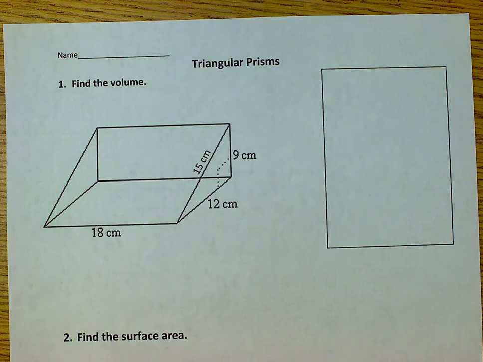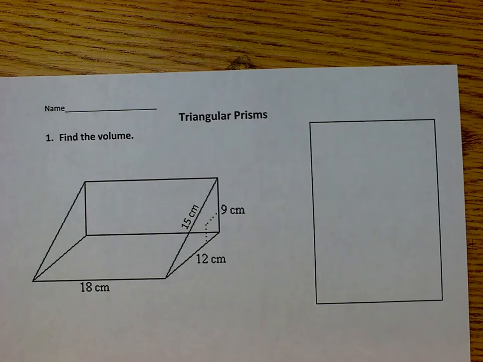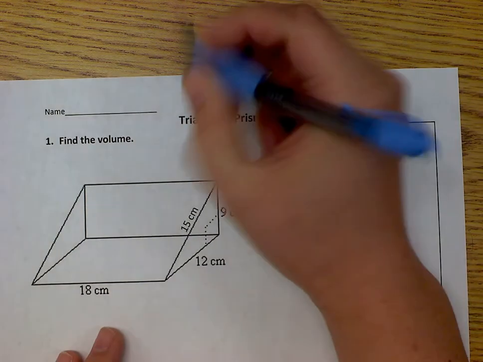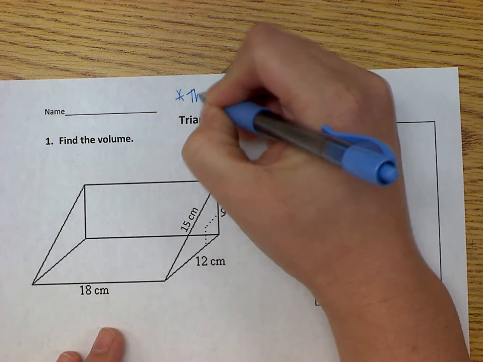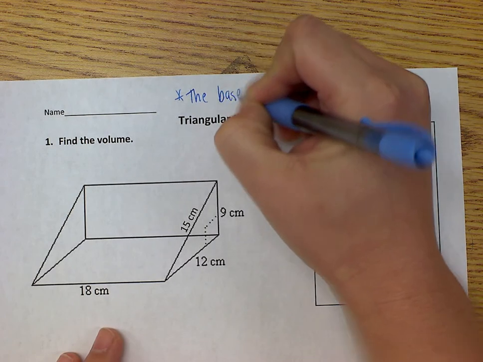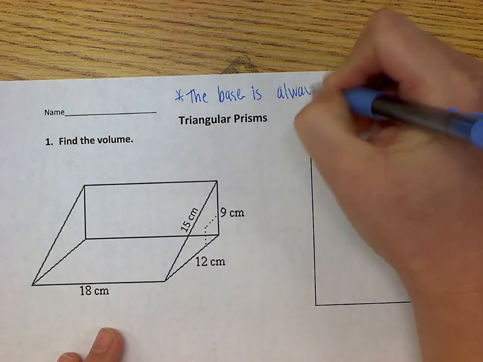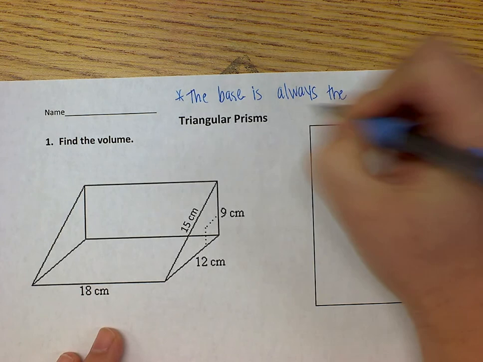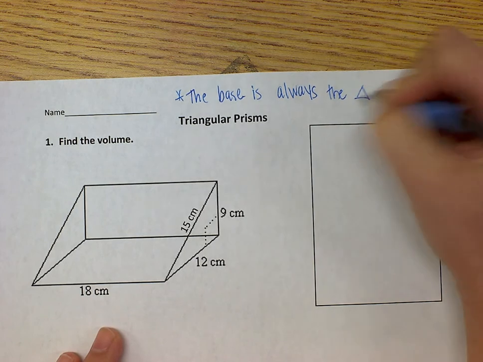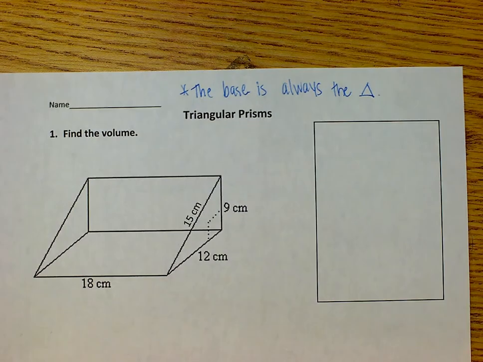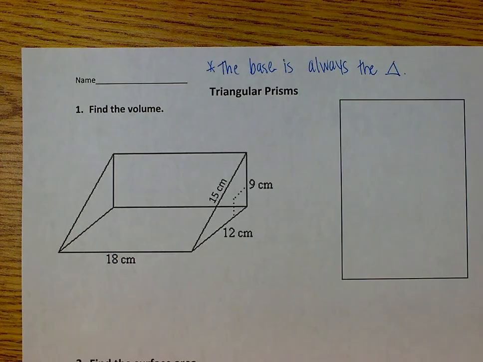So I need that to write in our notes. Above triangular prisms, I need you to make a note to yourself. The base is always the triangle. And I'm just going to draw a little triangle. Even though it looks like it's not sitting on the triangle, the base is always the triangle.